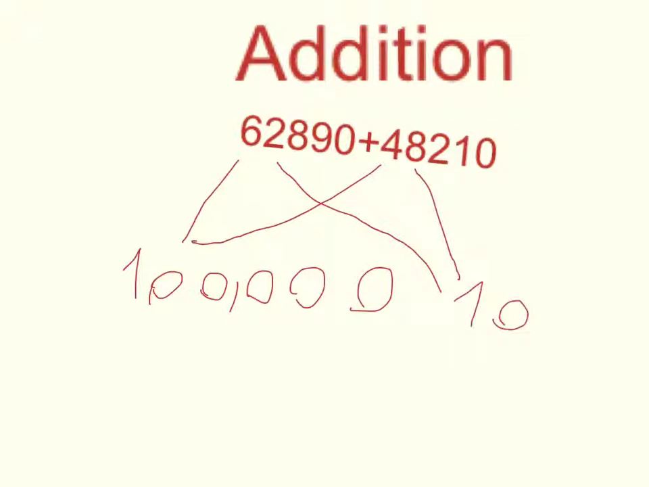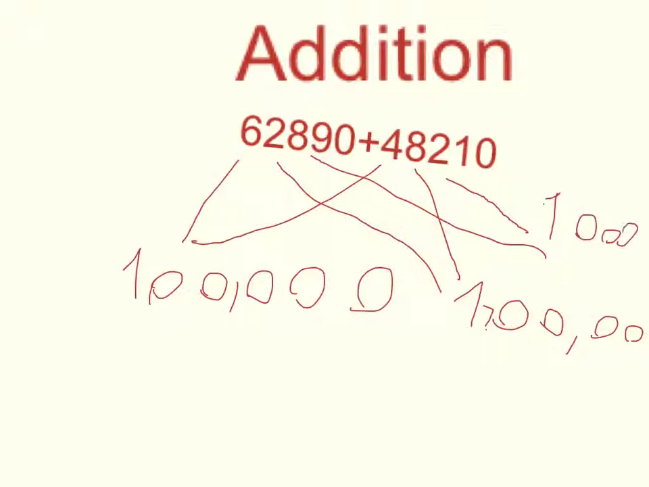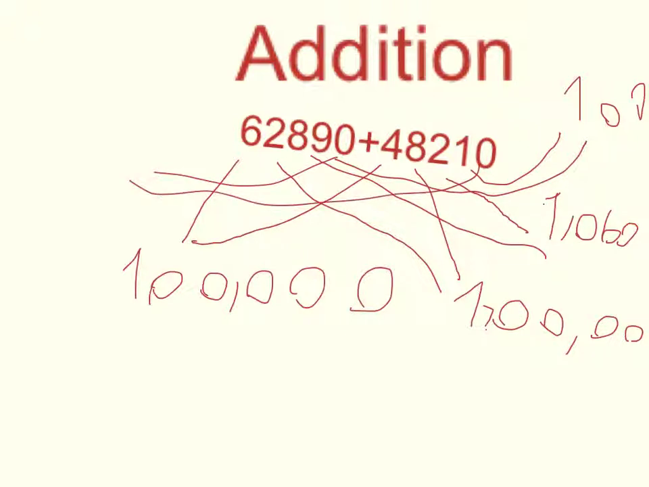That now equals 10,000. Then we go with the 800 and the 200, and that makes 1,000. Then we go with the 90 and the 10. That equals 100. And 0 with the 0. 0, because 0 plus 0 equals nothing, because they're zeros.